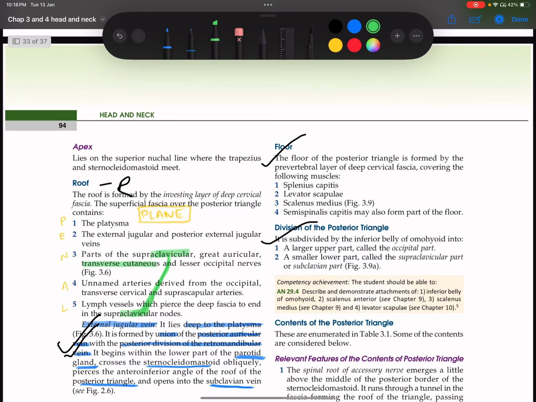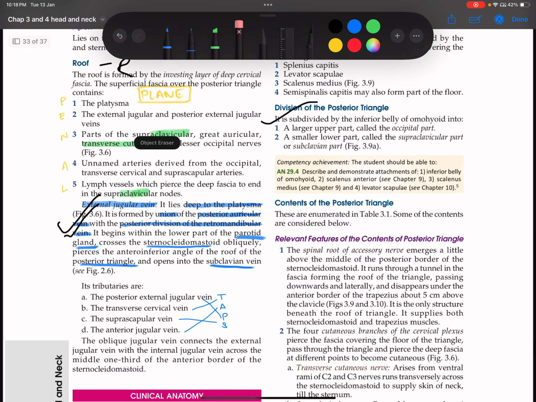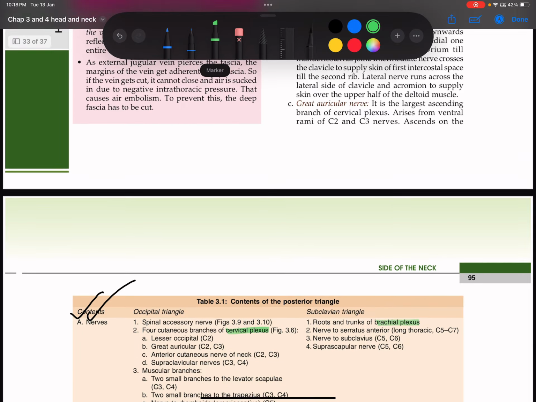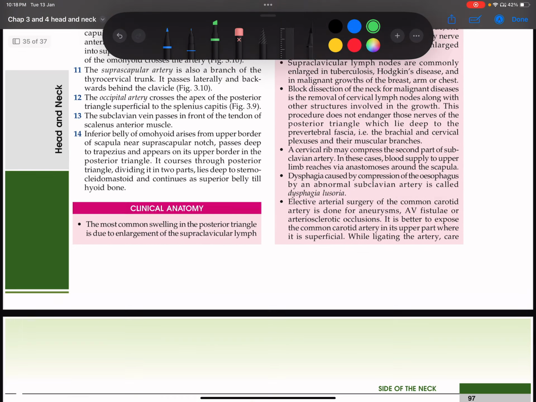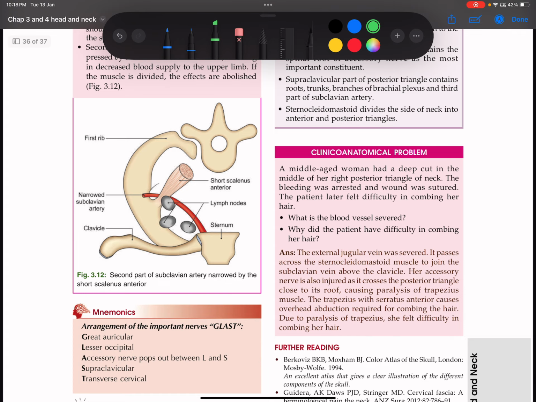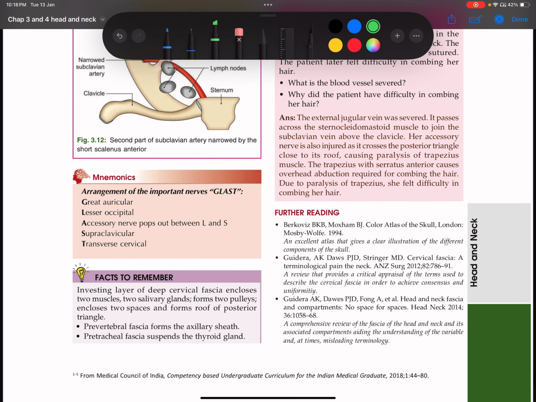Also, while I'm at this, let me move forward in this book, and there's an important point here. You'll notice they're saying that prevertebral fascia forms the axillary sheath, and pretracheal fascia suspends the thyroid gland. So now we know two things about prevertebral fascia. The investing layer of deep cervical fascia encloses two muscles, two salivary glands, forms two pulleys, encloses two spaces, and forms the roof of the posterior triangle.